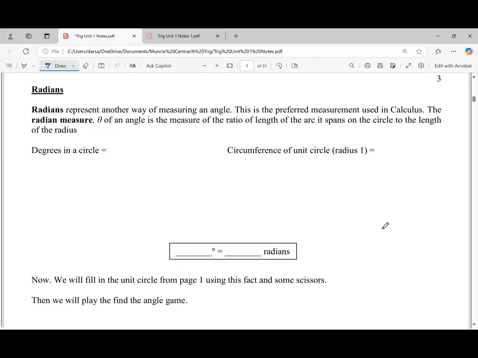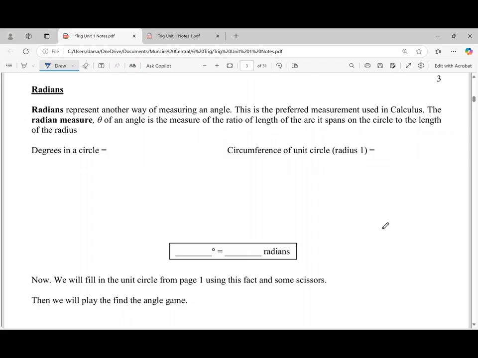Again, just think of this as another way of measuring an angle. Just like you can measure something in feet or you can measure it in meters, we're going to measure these angles instead of in degrees. We're going to start thinking in terms of radians. So let's go over a couple of things.